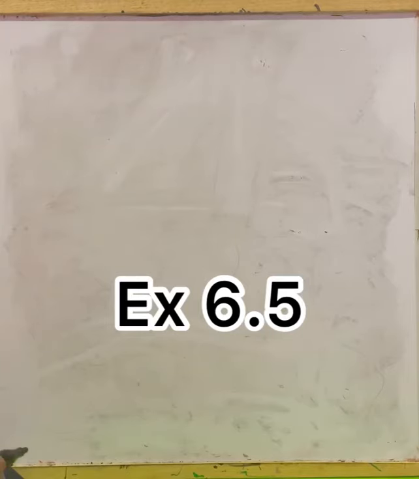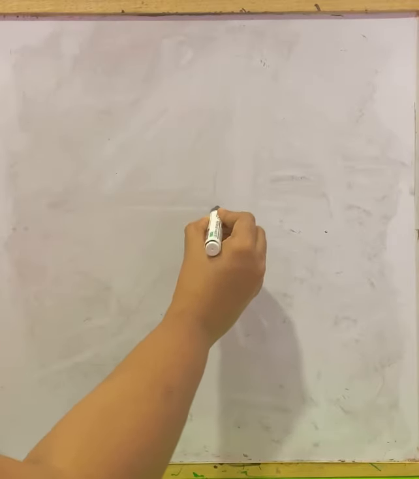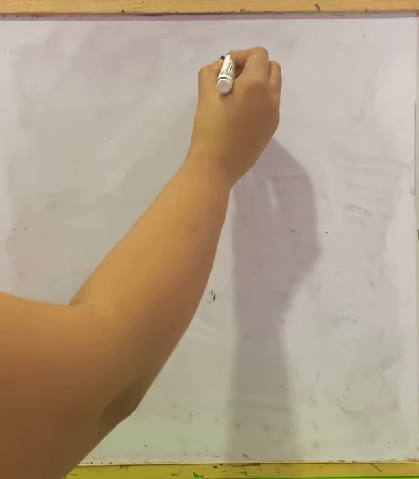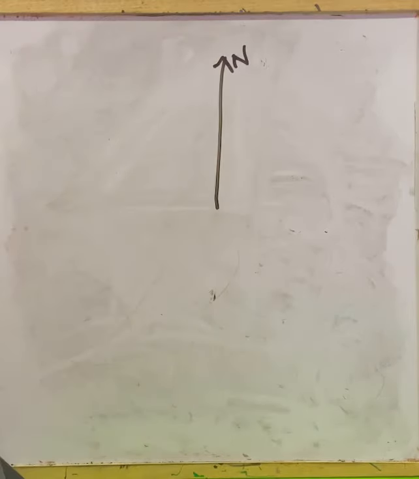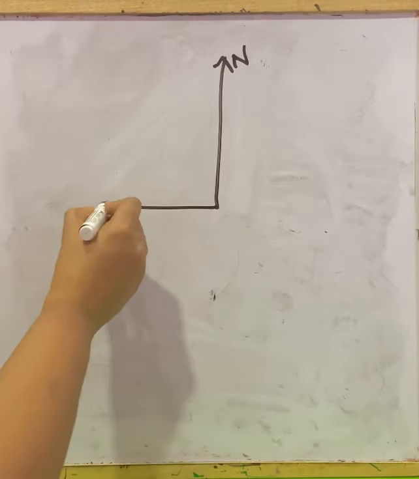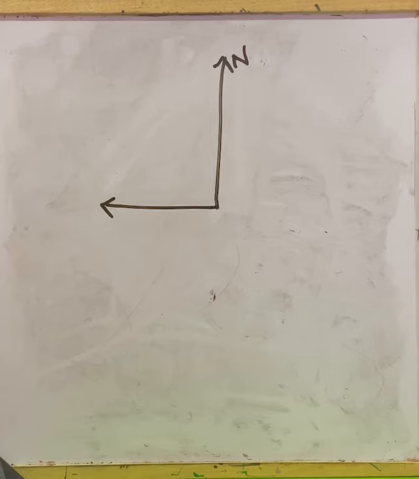Today we will do the remaining questions from exercise 6.5. 11th question: An aeroplane leaves an airport and flies due north at a speed of 1000 km per hour. So if this is the airport, it flies northward and reaches here. This is north. At the same time, another aeroplane leaves the same airport and flies due west at a speed of 1200 km per hour. How far apart will the two planes be after 1.5 hours?